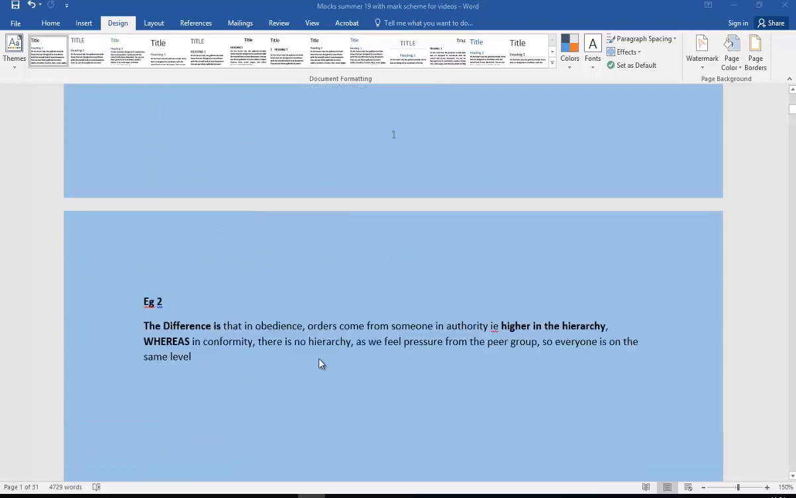Or, second one. Right, we could say the difference is that in obedience, orders come from someone higher in authority, so higher in the hierarchy, whereas in conformity, there's no hierarchy because we're feeling pressure from our peer group, so everyone is on the same level in the hierarchy.